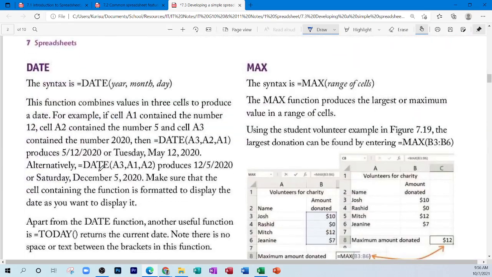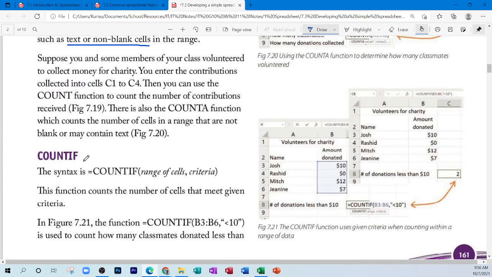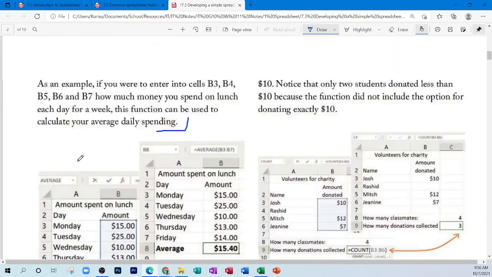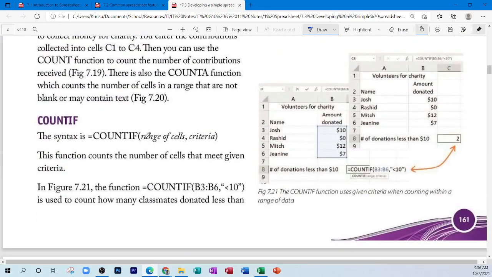Now we're going to look at the other count, COUNTIF, and the syntax for COUNTIF is equal, range of cells, and notice we have another argument. We have 2 arguments. We have a range of cells and we have the criteria argument. So this function counts the number of cells that meet the criteria.